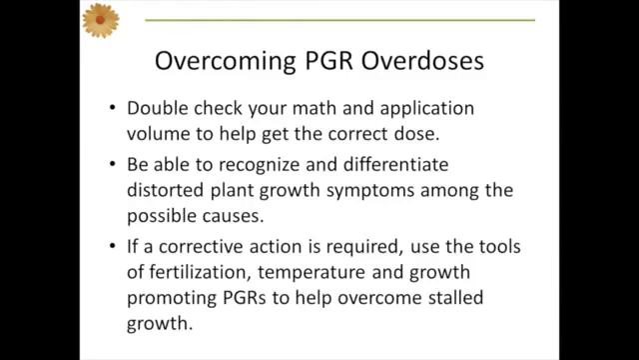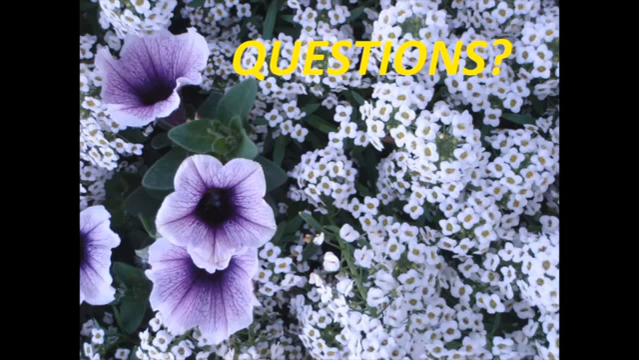If corrective action is required, use the tools. Fertilization, temperature is certainly where you want to start. And if that doesn't work, then you can work with the plant growth regulators to overcome that stalled growth. So like I said, this was basically a collection of topics that we wanted to put out there to you to get you thinking about or give you some updates on some of our research. And I'd be happy to take any questions now.